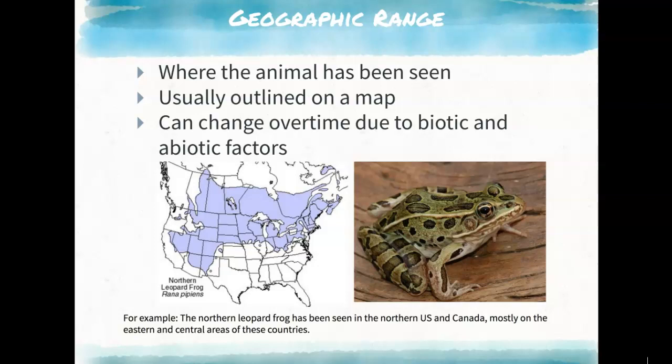You can see that they're found in the States and in Canada, but mostly in the eastern central areas of those countries. Now, I want to just point out here, we have an area right here and also right here that are really, really northern areas that the northern leopard frog lives in.